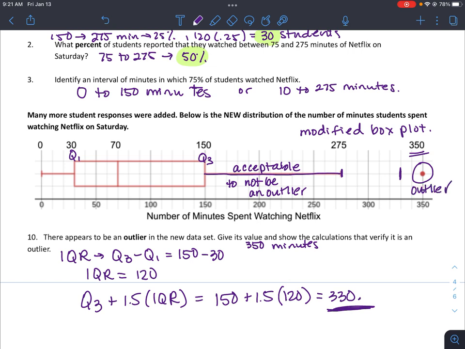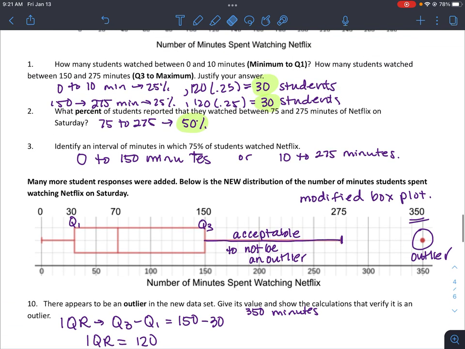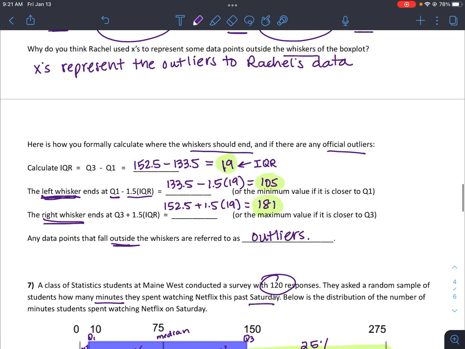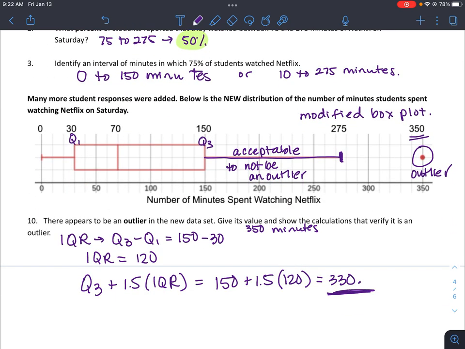Now, why don't we consider up to 330? Well, because our initial data didn't go up that high, so their data stopped at 275, but then it had this other point to consider. So they had to stop the whisker there. The maximum value is the one closer to Q3. I don't have the data in front of me, but the last two numbers were 275 and 350. Since the whisker doesn't go up to 330 here, and 350 goes past it, it's considered an outlier.